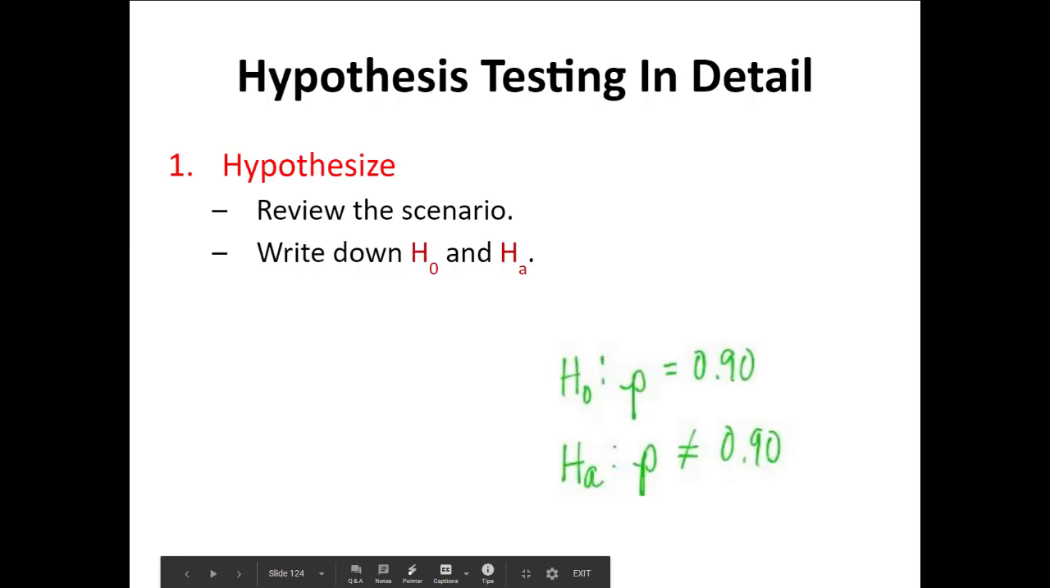In the first step, we wrote our hypotheses. The null hypothesis had the percentage of restaurants that were expected to fail, and that was 90%. The alternate was looking to see if that number would be different. So that's why we use the not equal sign here for the alternate.